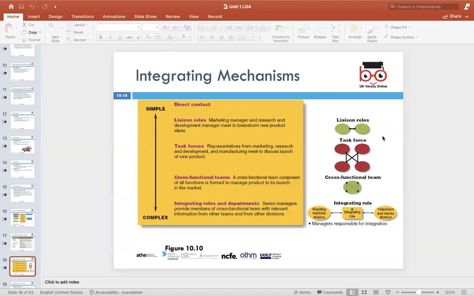Now, you know that you're going to integrate the roles in the departments as well. So you're seeing how those roles are integrated, how senior members provide cross-functional members with trainings, relevant information, and other divisions. So you're looking at various different factors that play a role as well.